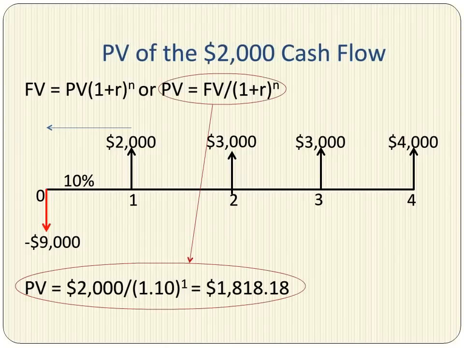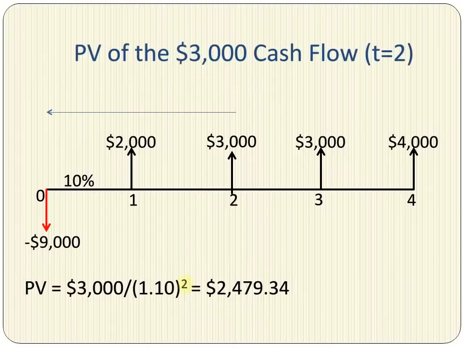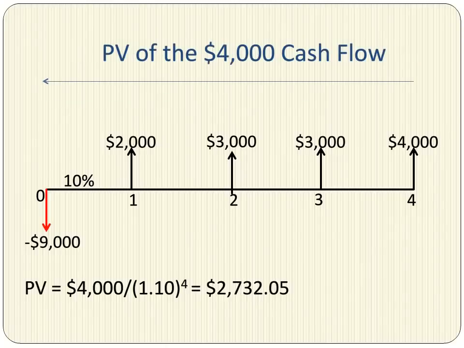number of time periods. By substituting the values in the formula, we find the present value of the first cash flow. We repeat the process for the second cash flow. This time the future value equals 3,000 and n equals 2, since the cash flow is expected to occur in 2 years. We repeat the process one more time for the third cash inflow. Finally, we find the present value of the last cash inflow.